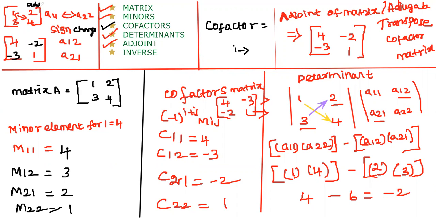So this is another way of doing the adjoint. It's just a shortcut. You just have to swap the position of A11 and A22 and change the sign of A12 and A21. If it is already positive, change into negative. If it is negative, just change into positive. That's it. So either way, I'm getting the same answer. Even if I transpose the cofactor, I'll be getting the same result as this shortcut. I hope it is clear. So we learned the adjoint matrix, right?